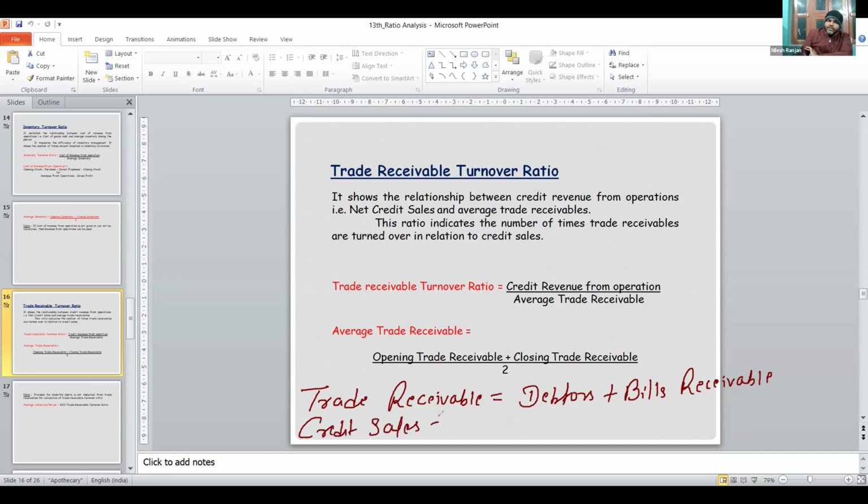in the question, let's say credit sale is not given, total sale is given. So total sale minus cash sale. So this is your credit sales. Now please write this, the trade receivable turnover ratio and these two formulas after that.